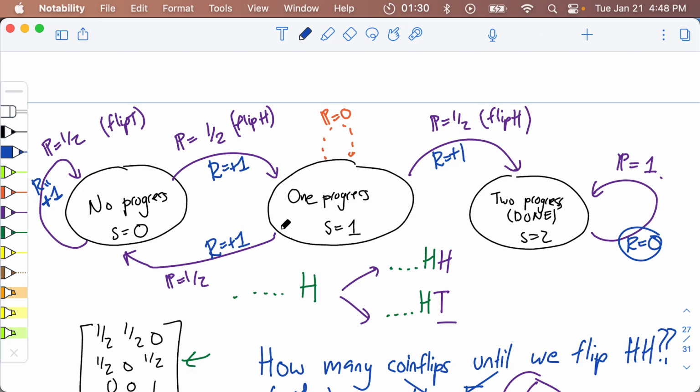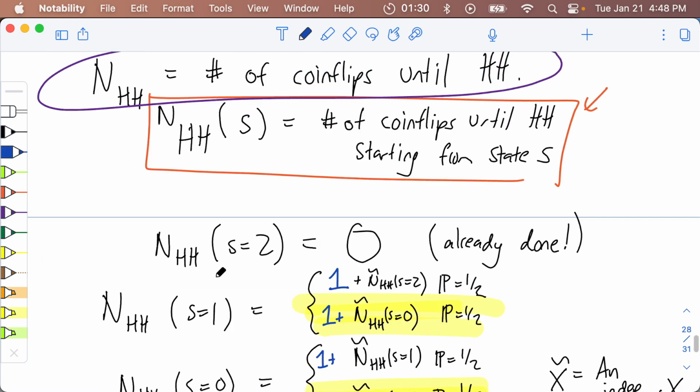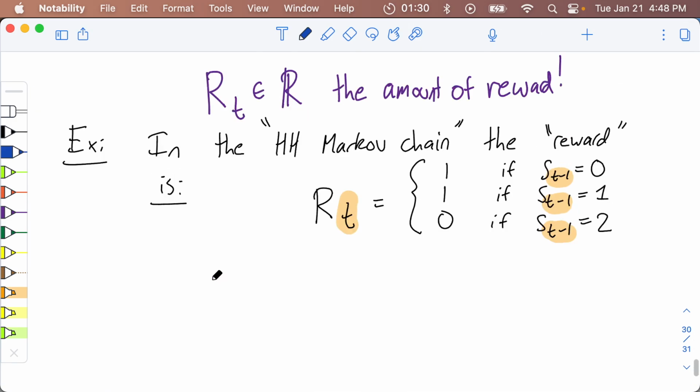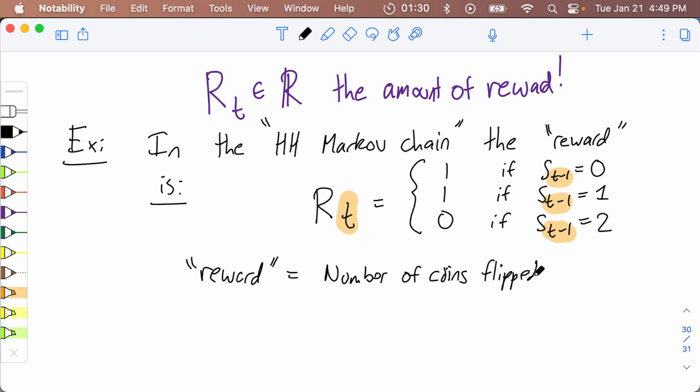And here it only depends on where you left from, right? In general, it could depend on where you left from and where you went to, but in this specific problem, it depends only on the state you are leaving, and it's always either 1 or 0. And the interpretation here is that reward is just the number of coins flipped until heads is reached. Or I should say, I should be careful. The total reward will be this.